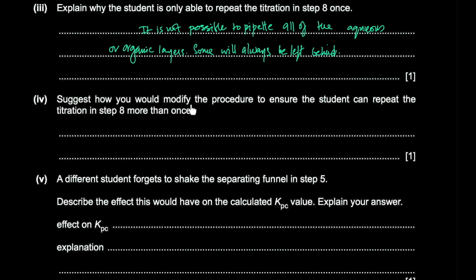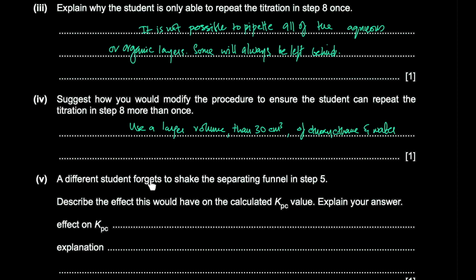Suggest how you would modify the procedure to ensure that the student can repeat the titration in step 8 more than once. You would just use a larger volume than 30 cm³ of ethoxyethane and water.